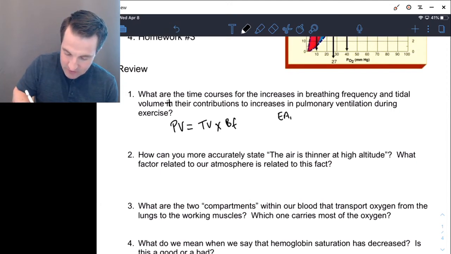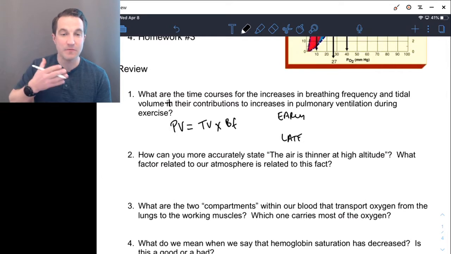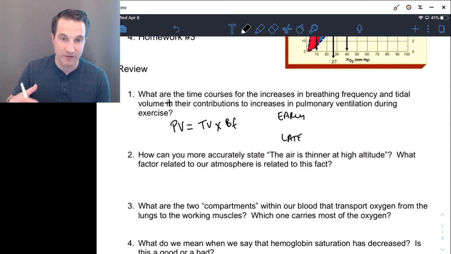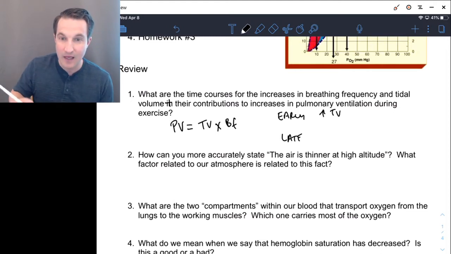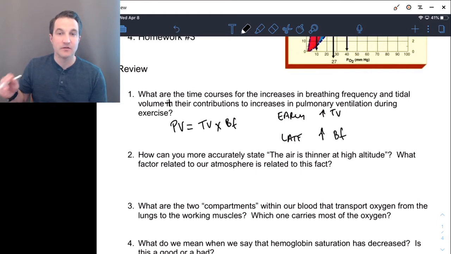Let's think about this as early and late. We know overall when we start exercising, we have to increase the amount of air moving past our mouth into our lungs to enable us to increase our amount of oxygen transport to our muscles. But each of these different factors, tidal volume and breathing frequency, factor differently in there. Early, you're going to have your increase in tidal volume. And later, when you're moving towards exhaustion, is when you're going to get the increase in breathing frequency. So just remember, early, tidal volume goes up, late, breathing frequency.